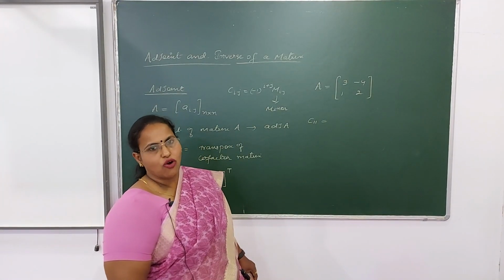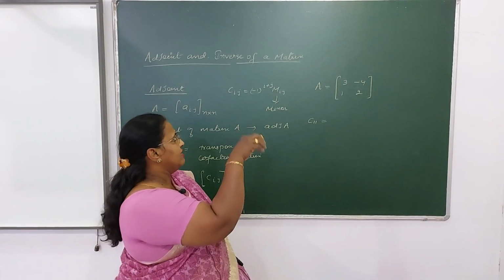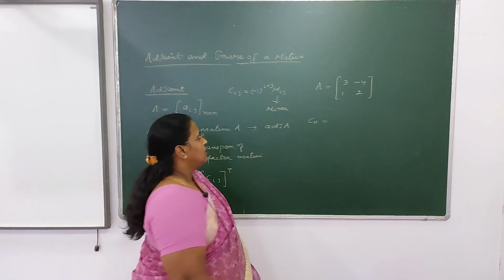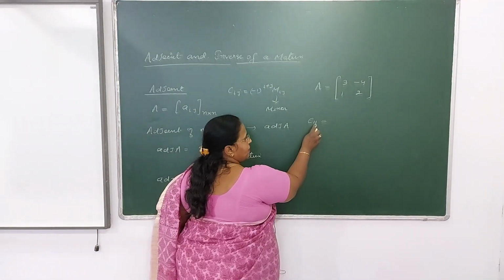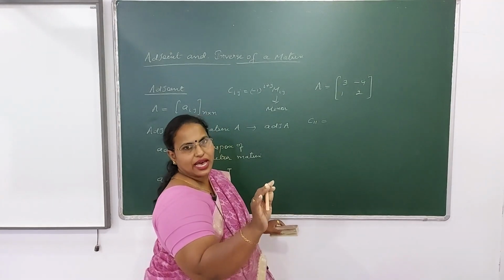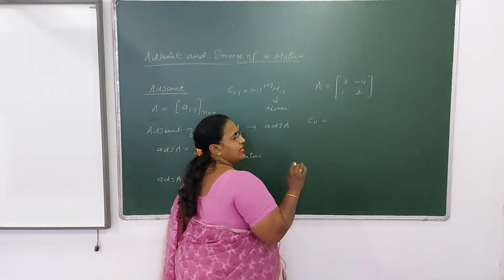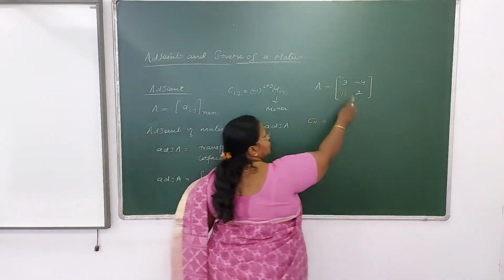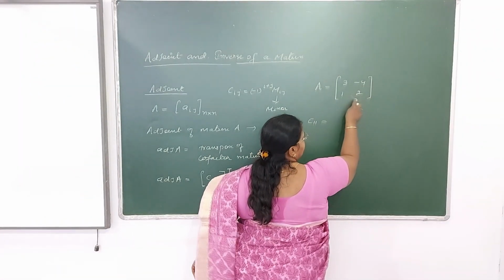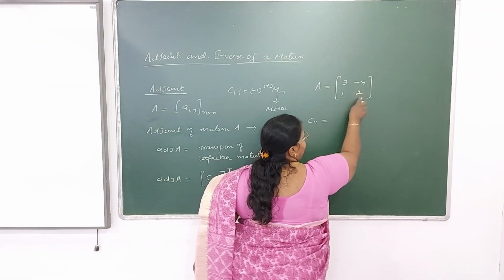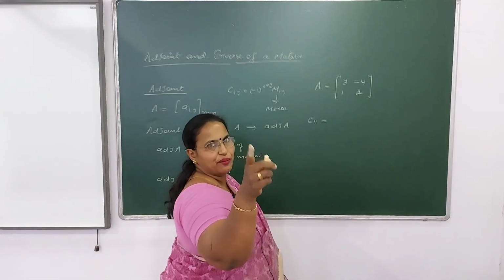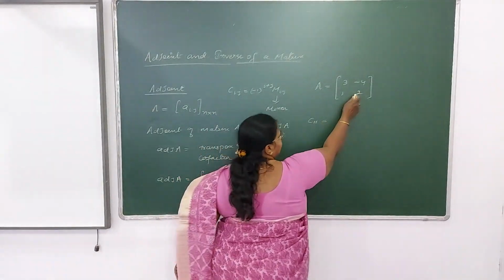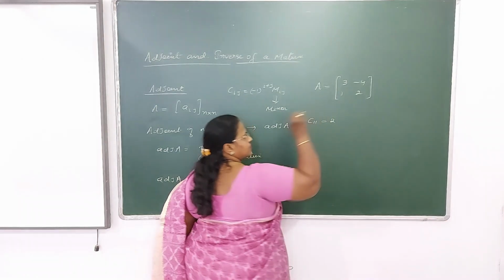C11. Now how to find out C11? Before that, 1 plus 1 is even, so that will carry a plus sign. Now we will find out the minor. Delete the first row and the first column. See here, a matrix of order 1 is left over. Get the determinant value of that. So the determinant value of 2 is 2.